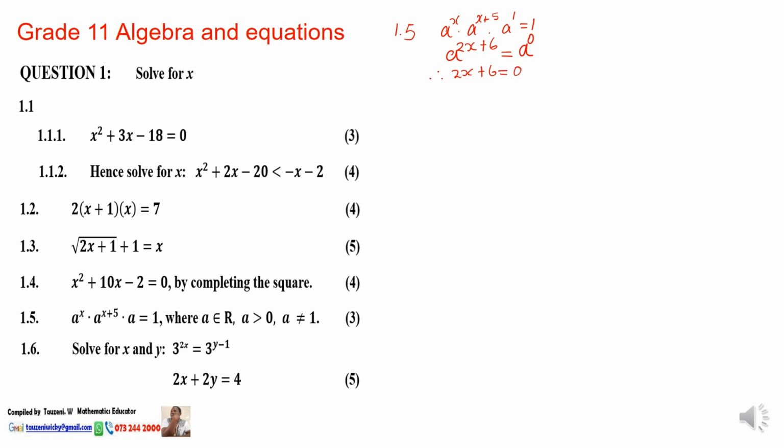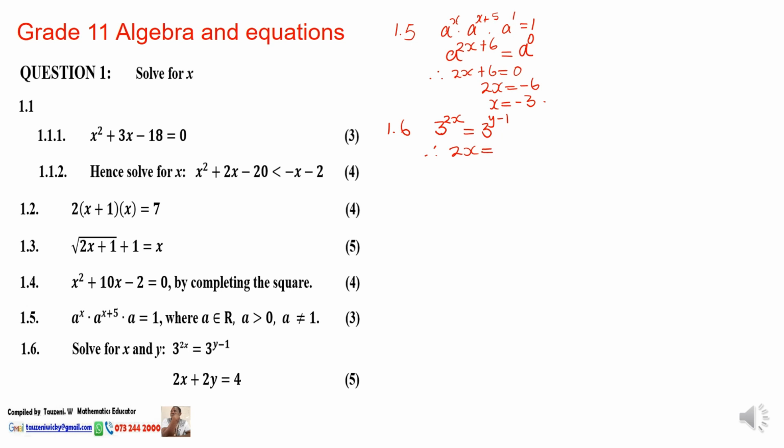Then it's a simple equation that we can solve. 2x is equal to minus 6, dividing both sides by 2 gives us x is equal to negative 3. That is my answer for number 1.5. Number 1.6, we have got exponents again. So we should remember, if the bases are the same, the exponents are also the same. I have got 3 to the power of 2x is equal to 3 to the power of y minus 1. So in this case, because these bases are the same, it follows that the exponents are also the same.